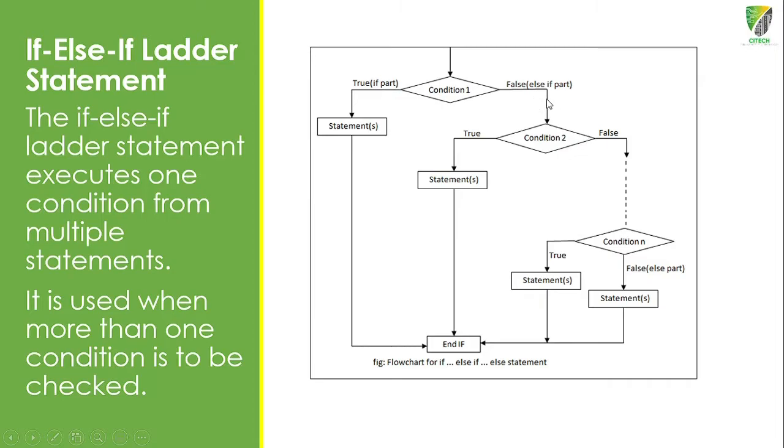So the else if part already has a condition, unlike else, which has no condition. So it checks the condition again, whether it is true or false. If it is true, it will direct to the else if part statement. If it is false, it can direct to your else statement or to another else if condition, if you have one.